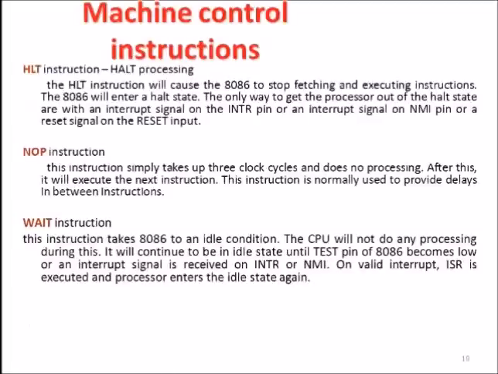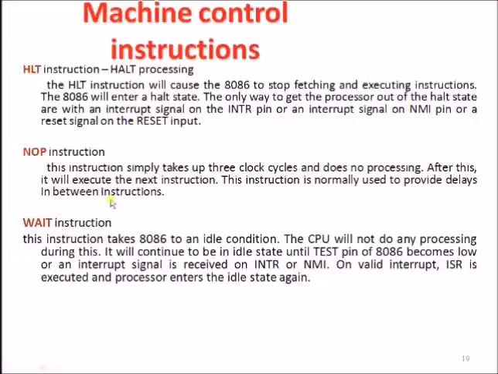Now we have the last kind of instructions, the machine control instructions. If the halt instruction is executed, then the processor enters an idle state in which it does not do anything until an interrupt signal is given through the INTR pin, or through the NMI pin, or a reset input. So when this instruction is executed, the processor enters the halt state, and it will come out of this halt state only through a hardware interrupt signal, that is through INTR, or through NMI, or through reset input.